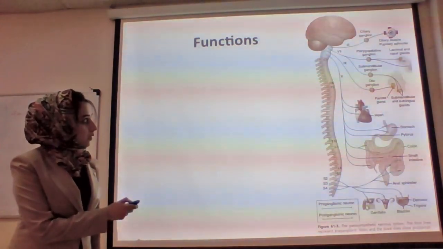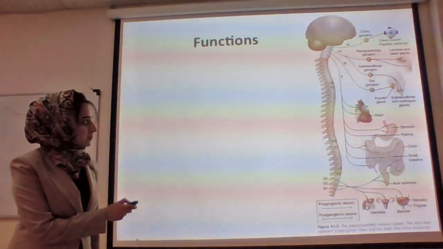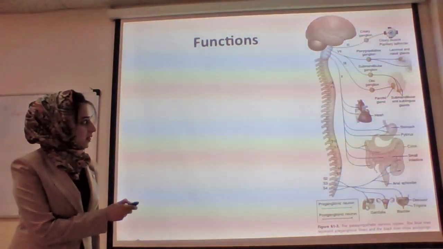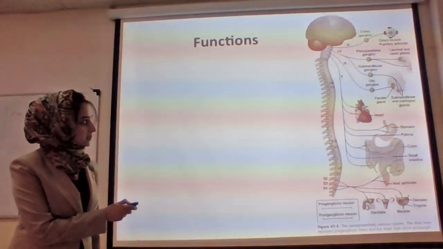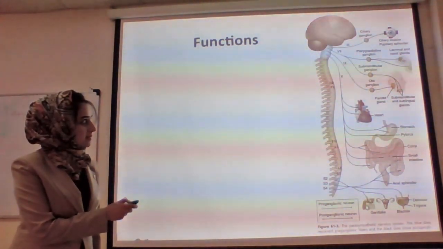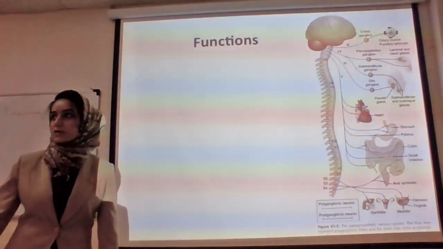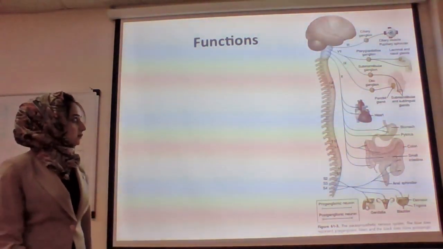So we have these glands: the parotid gland, the submandibular gland, the lacrimal gland. All of these are under the effect of the parasympathetic.